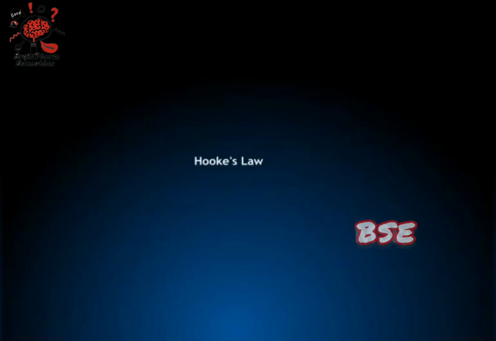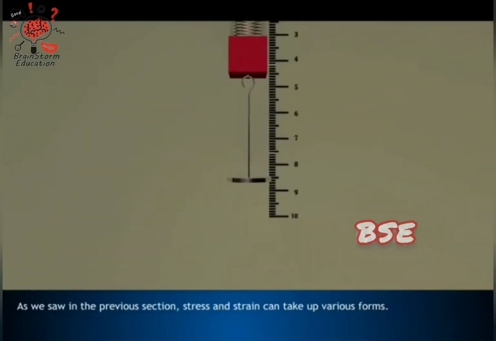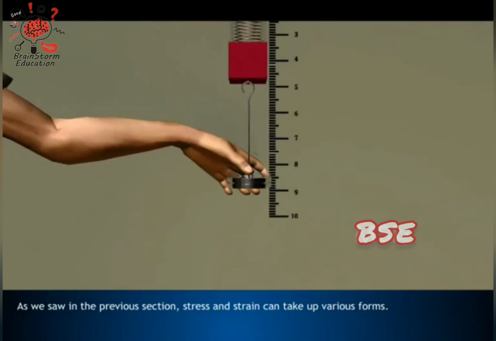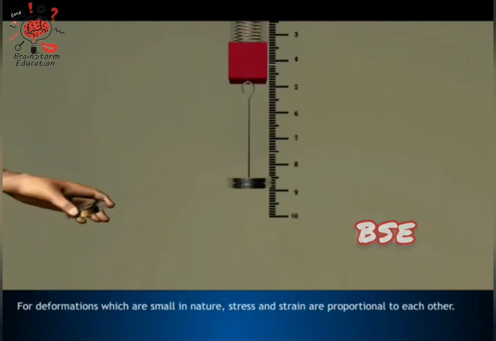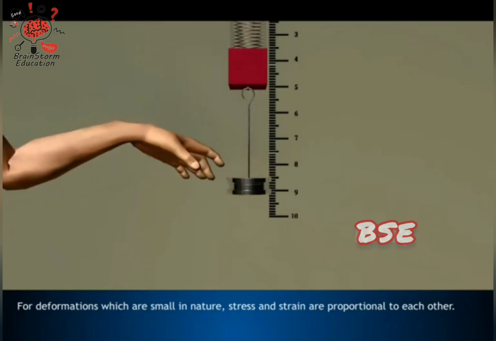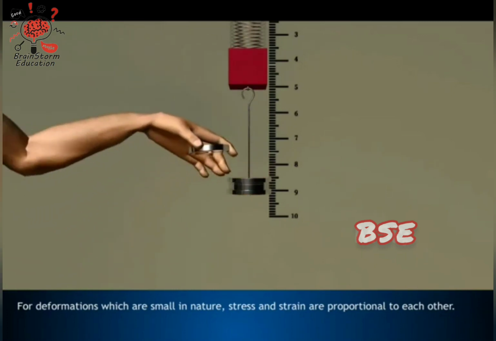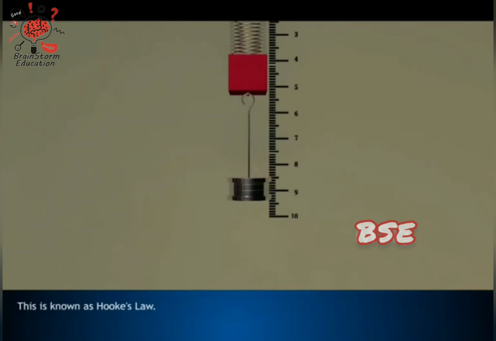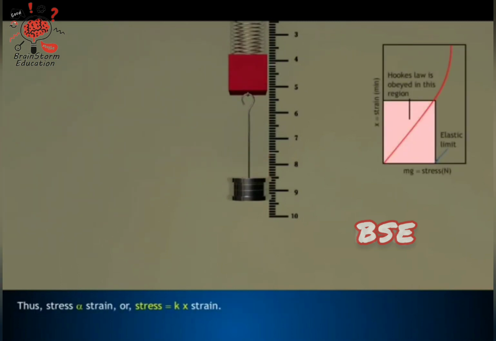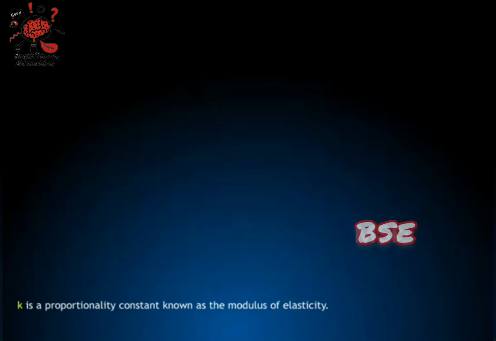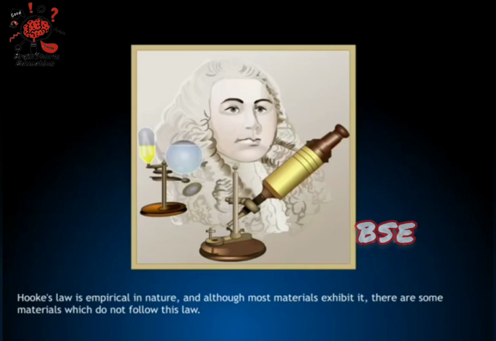Hooke's law. As we saw in the previous section, stress and strain can take up various forms. For deformations which are small in nature, stress and strain are proportional to each other. This is known as Hooke's law. Thus, stress is proportional to strain, or stress equals K into strain. K is a proportionality constant known as the modulus of elasticity. Hooke's law is empirical in nature, and although most materials exhibit it, there are some materials which do not follow this law.